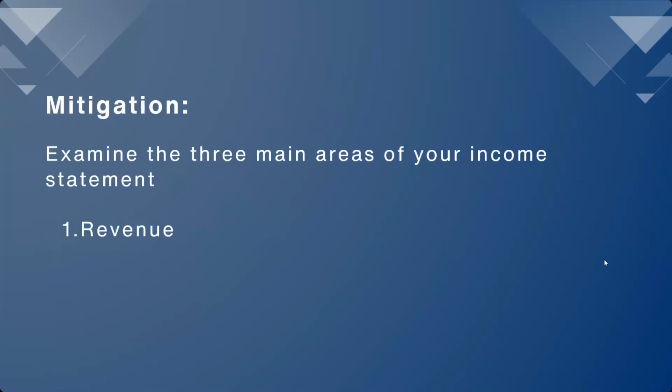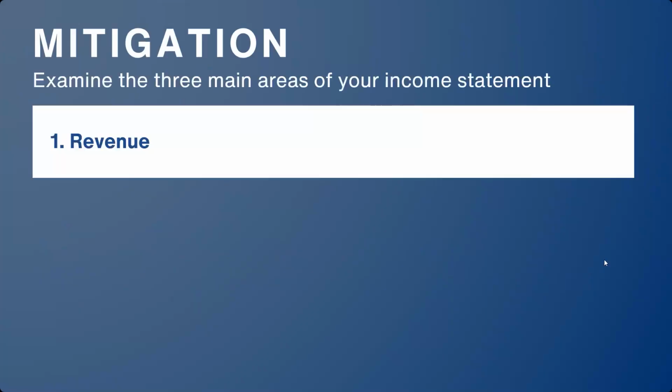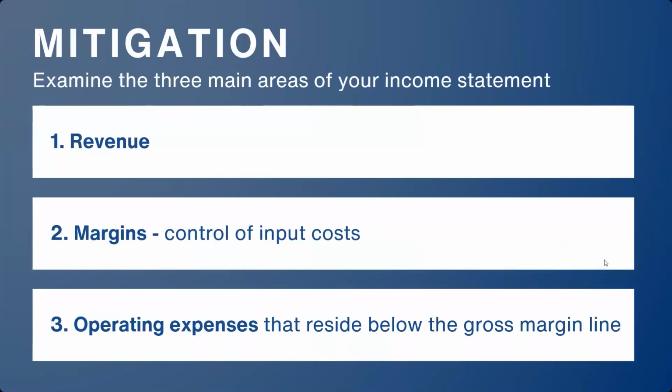First of all, revenue. We talked about that a little bit. Secondly, margins. That's the control of your direct input costs. And then the third one is those things below that gross margin line, the operating expenses, those everyday things that I'm probably going to spend more time on than anything else as we continue through the webinar. So again, the three main areas: revenue, margins, and operating expenses below the gross margin line.